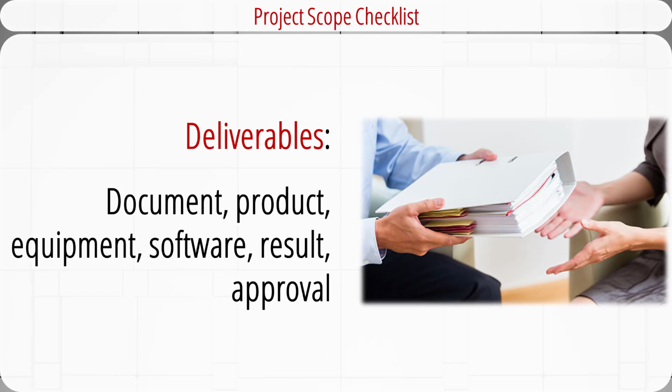Another aspect of the project scope is the deliverables. Project deliverables could take various forms. A deliverable could be a document, product, equipment, software program, result, or approval. The deliverables could also be different at different stages of the project. For example, at the early design phase, it could be a list of specifications. In the middle phase of a project, it could be a prototype software program. At the final phase of the project, it could be the approved software program and the user's manual.